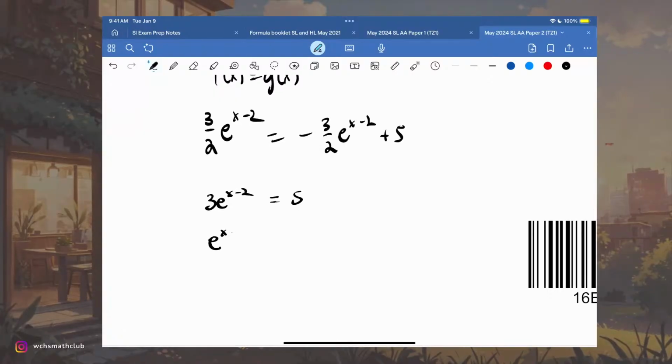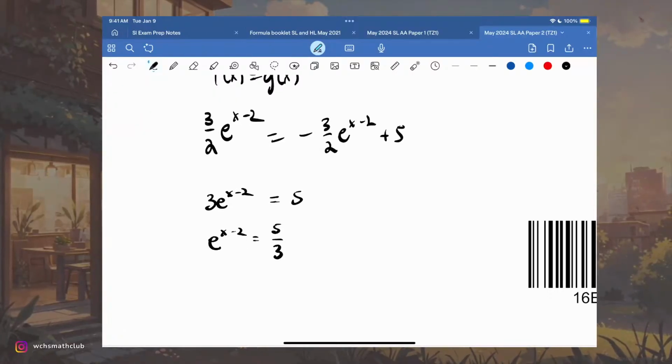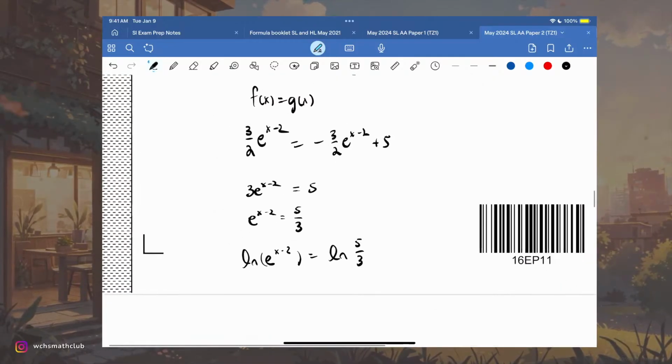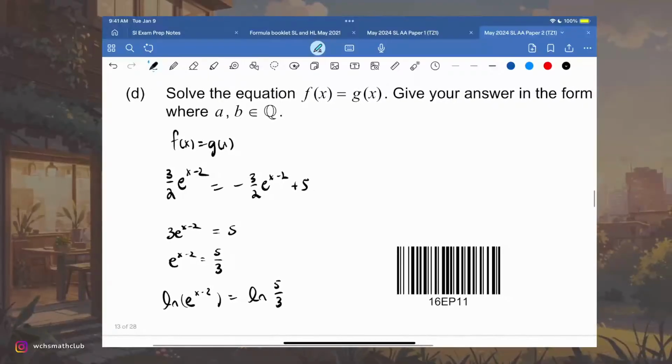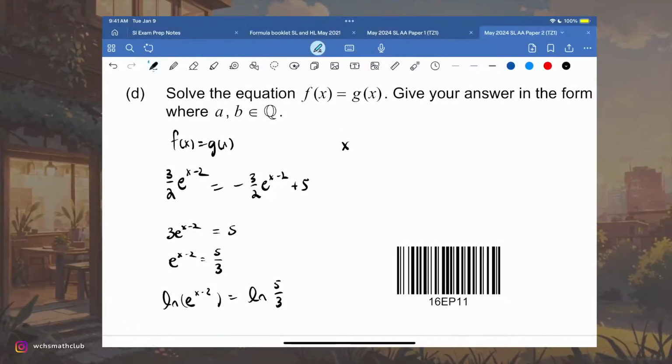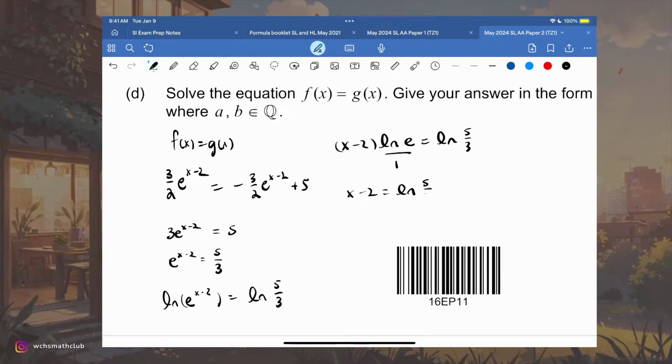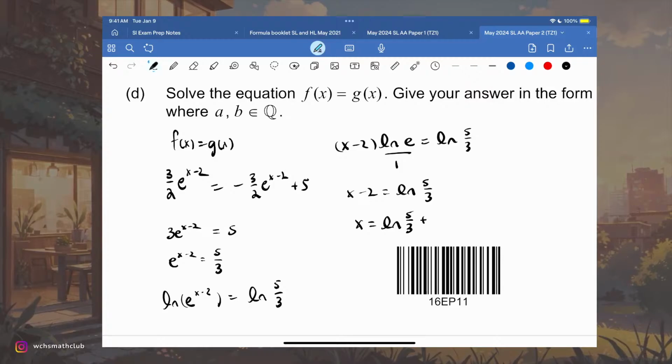So then e to the x minus 2 is equal to 5 over 3. To isolate the x minus 2 here, we can take ln of both sides: ln e to the x minus 2 is equal to ln 5 over 3. So by log laws, we know that x minus 2 times ln e is equal to ln 5 over 3. We know that ln e is just 1, so x minus 2 equals ln 5 over 3. So therefore x is just equal to ln 5 over 3 plus 2.